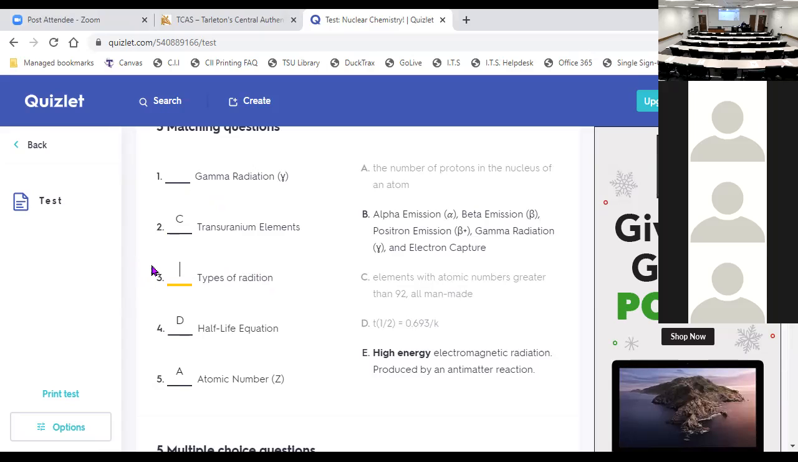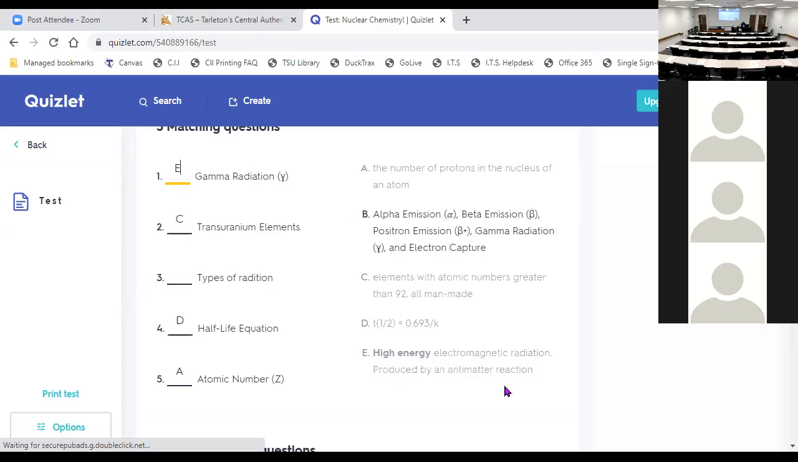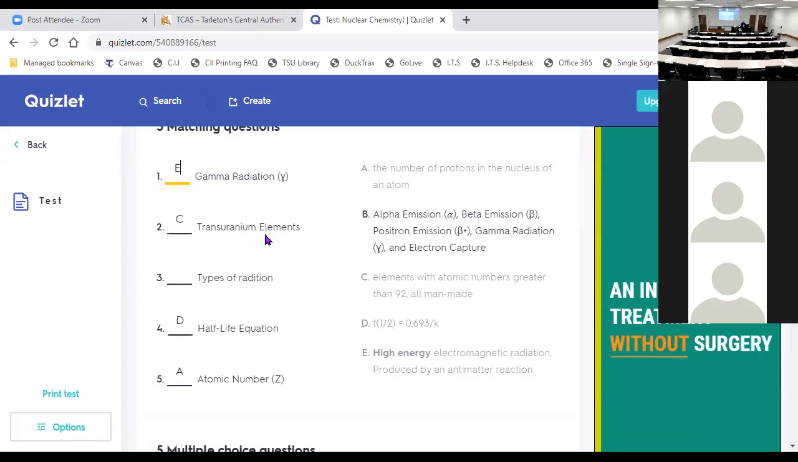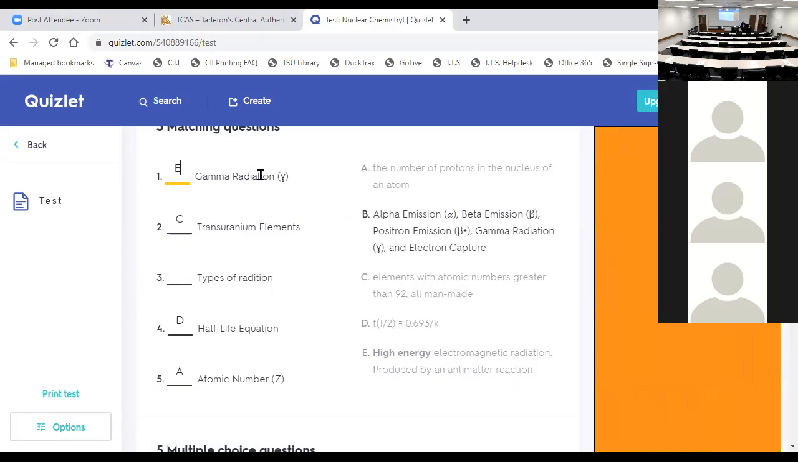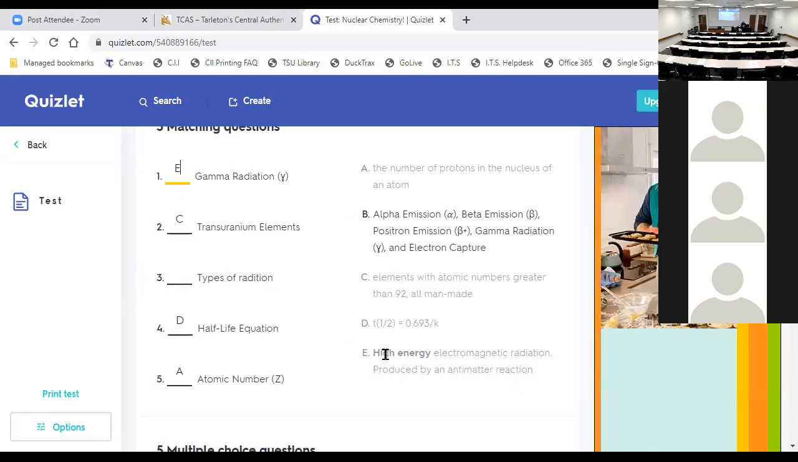I don't really know those. Is number 1 B? Number 1, gamma radiation, that's E. That's the high energy electromagnetic radiation, which is produced by an antimatter reaction. And the only thing you really need to know about gamma radiation is that it's high energy.